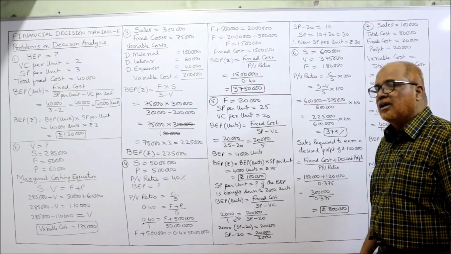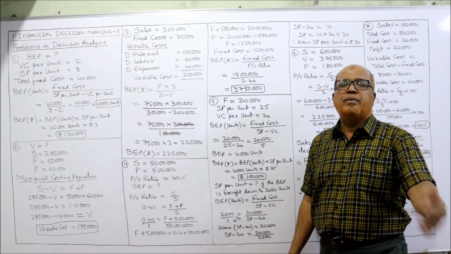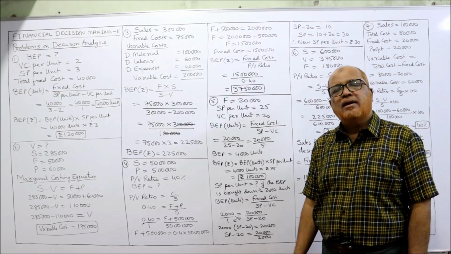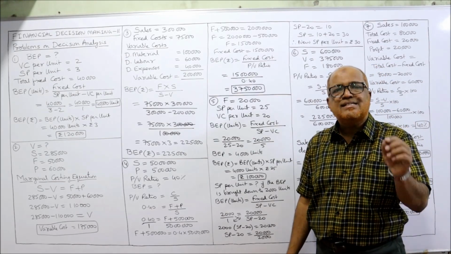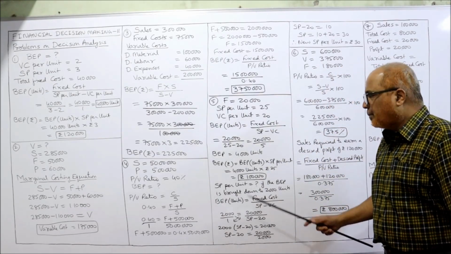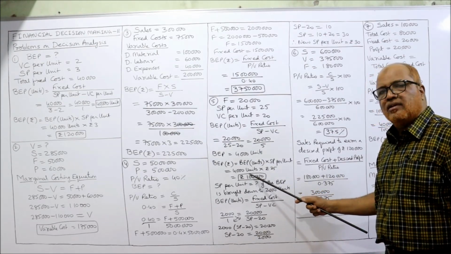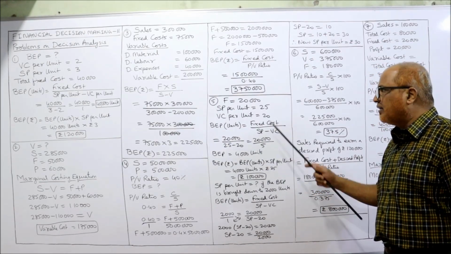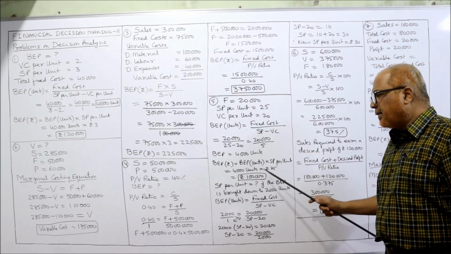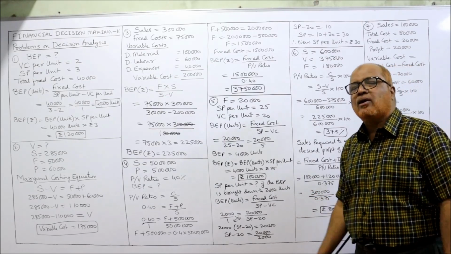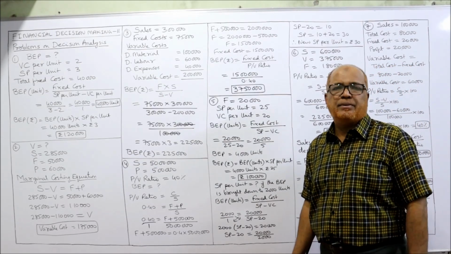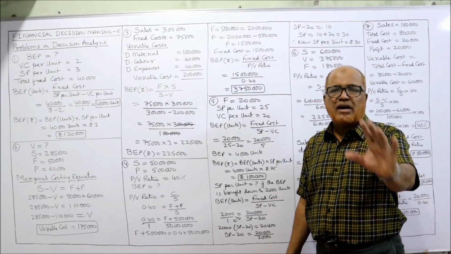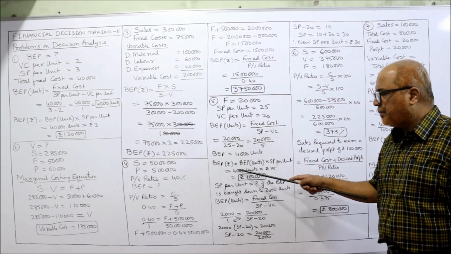First question completed. If you want BEP in rupees, multiply the BEP in units with the selling price per unit. So BEP in units we got 4,000 units and selling price is 25 here. Multiply 4,000 into 25, 1 lakh rupees is the BEP. That's it. First part we have completed, we have calculated the BEP.